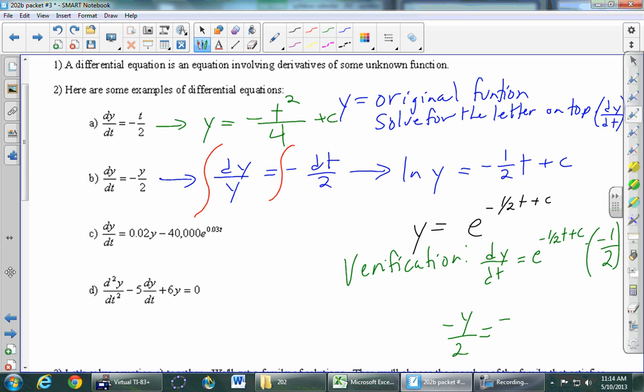What was the y that we came up with? Is the e to the... the same, right? Do we see it? This derivative is exactly the same as the original function times minus and divide by 2. So it worked.